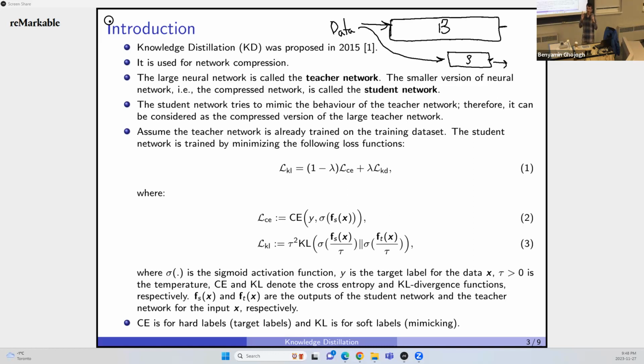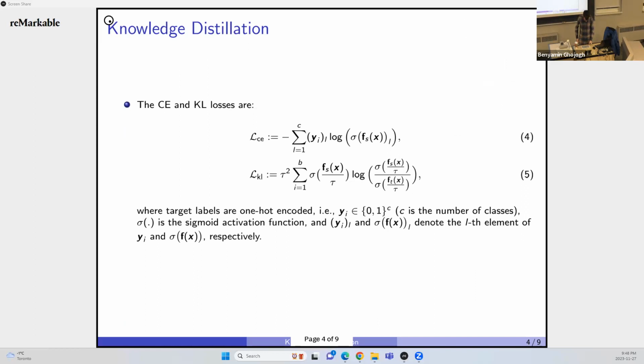So you have two parts in the loss function. Your own loss function, cross entropy, for example, and then the KL divergence between the outputs of big network and small network. In this way, you are distilling knowledge from the big network to the small network. Now you tell me. So we have this thing.